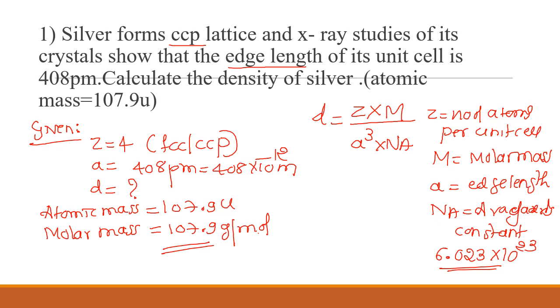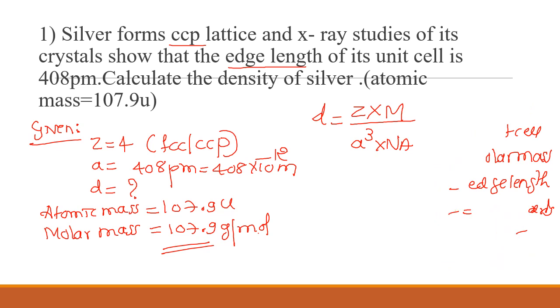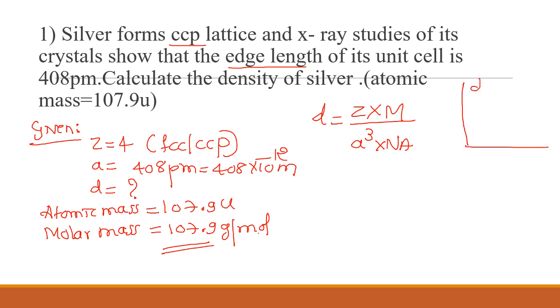Now let us substitute. Before substituting these values in the formula, one thing you remember: unit conversion is there. I'll show you. What is the general formula of density? Density is equal to mass by volume. What is the unit used for mass? It is measured either in kilograms or in grams. So density is equal to mass by volume, a basic simple formula.